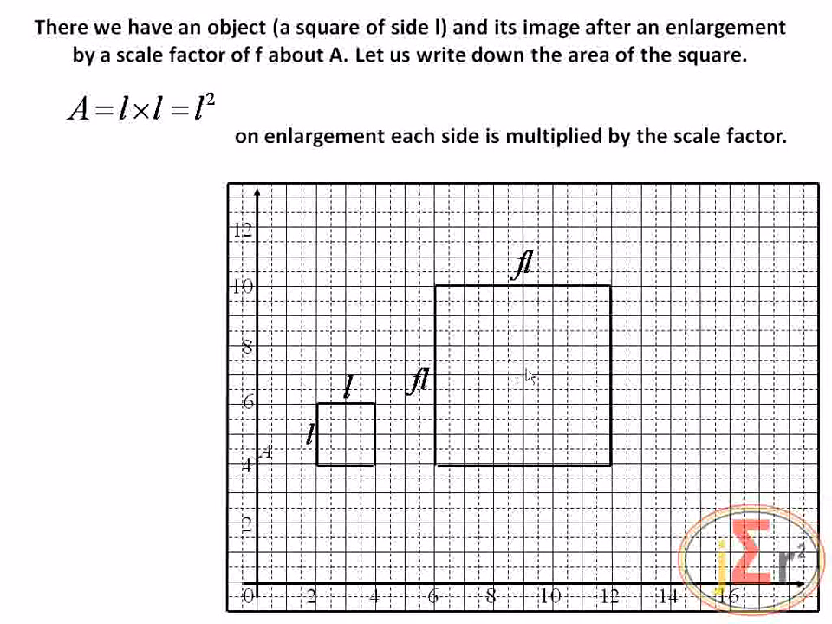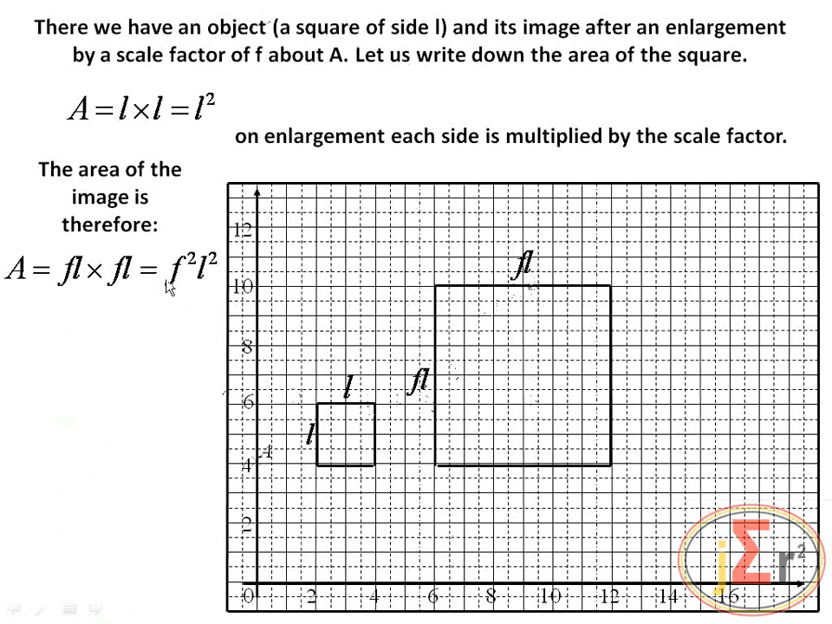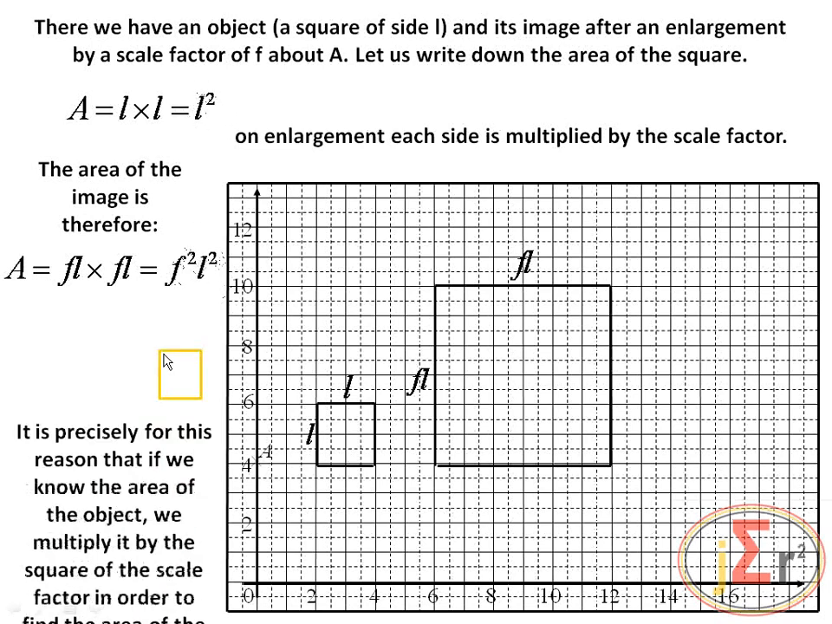Then how do we find the area of the large square? The area of its image is therefore what? f times L multiplied by f times L. This may be simplified to be f squared L squared. So we see here L squared is the area of the object, f squared L squared is the area of the image. Therefore, in order to find the area of the image, we multiply the area of the object by the square of the scale factor.